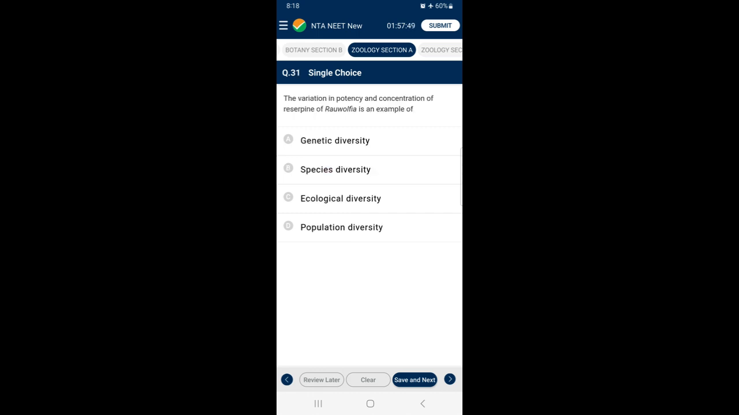Question number 31. The variation in potency and concentration of reserpine of Rauwolfia is an example of. Genetic diversity is the number and types of genes as well as chromosomes present in the different species and the variations in the genes and their alleles in the same species. Hence, the variation in potency and concentration of reserpine of Rauwolfia is a result of genetic diversity. So the answer is option A, genetic diversity.